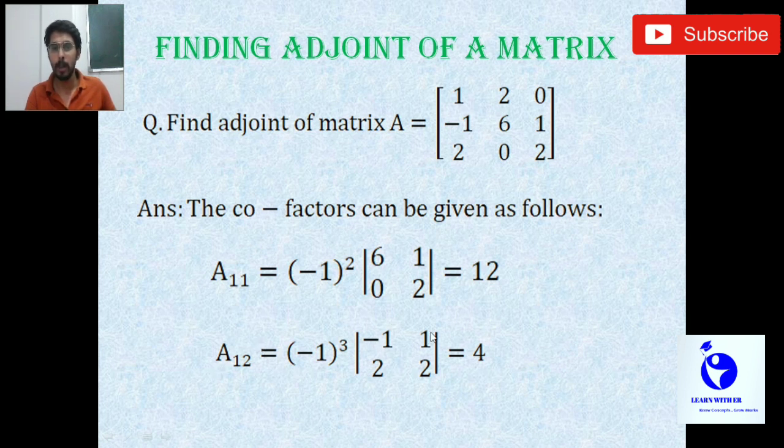So -1, 1, 2, 2. We need to multiply -1 with 2, minus 2 into 1. So -1 into 2 is -2, -2 into 1 which is -2. So -2 minus 2 which is -4. Again there is -1 cubed, so it is -1. So -4 into -1 will give me 4.